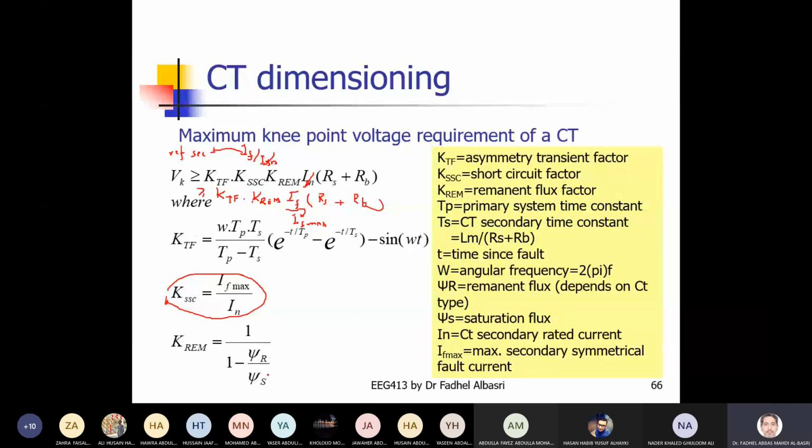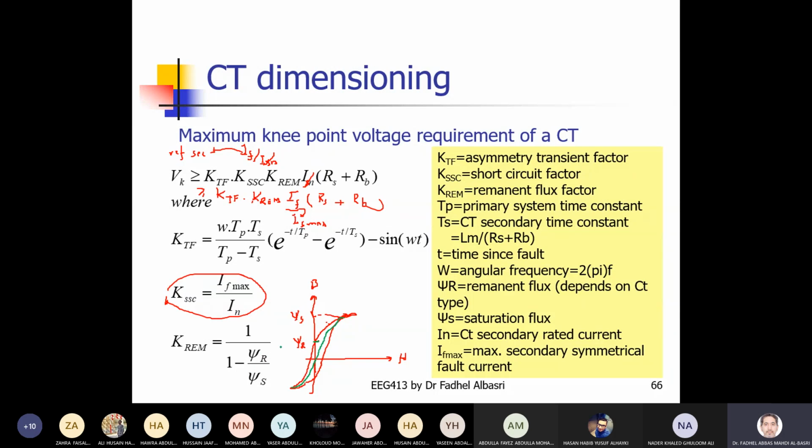Remnant flux is 1 over 1 minus phi r, and phi r over phi s is the, if I draw the BH characteristics, or this is flux versus current, our phi saturation at the knee point, for example, and this value is the remnant flux, phi remnant. Even if you remove the current, there will be some residual flux in the core. But ideally, before, we assume I have no residual flux, I assume my characteristic passing through 0. This is ideal. It's non-ideal, I'm assuming now I have residual flux in the core.